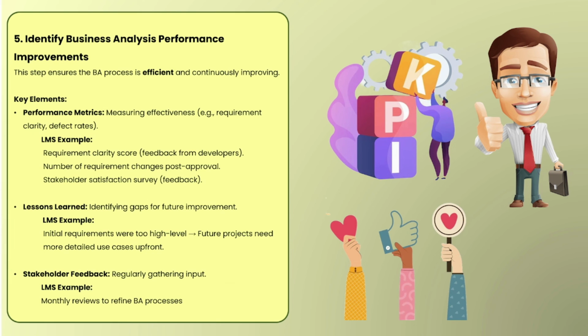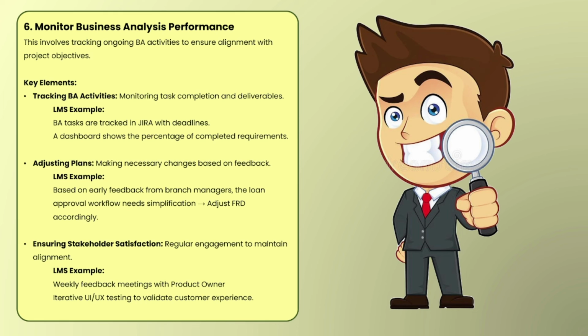Now let's move to the final task of BAMP, that is monitor business analysis performance. This involves tracking ongoing BA activities to ensure alignment with the objective. Monitoring business analysis performance is all about keeping an eye on how the BA work is going to make sure it's on track and meeting project goals. The key elements involved here start with tracking BA activities. It is like checking if tasks are getting done on time and if deliverables are being completed as planned.